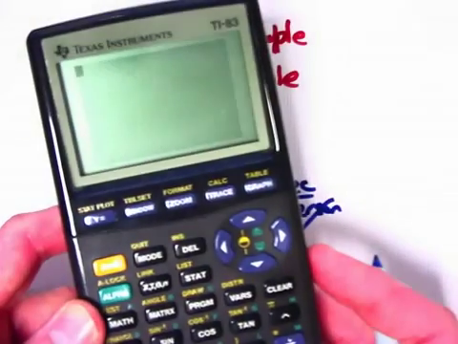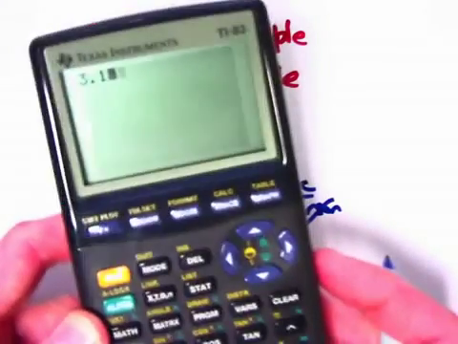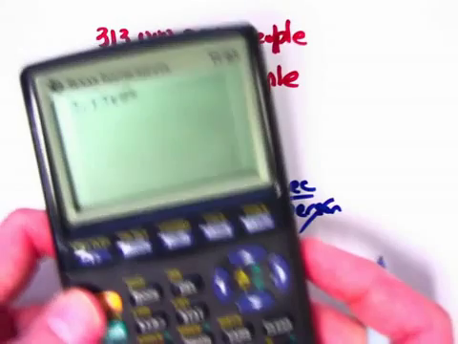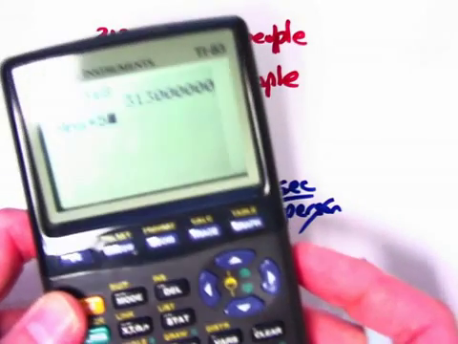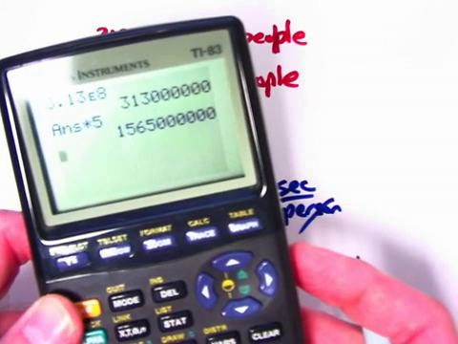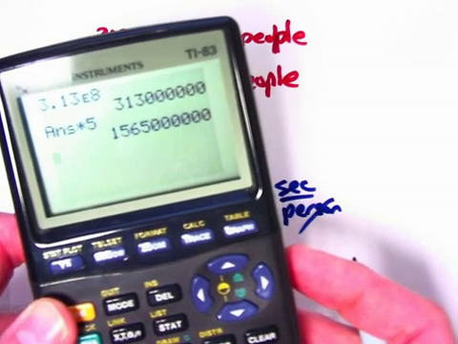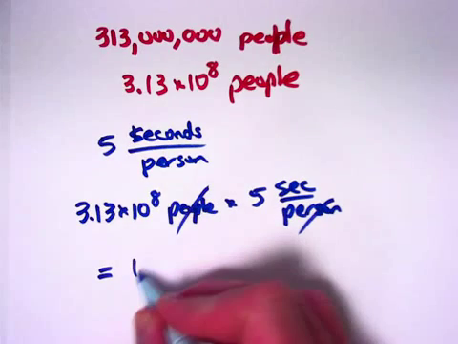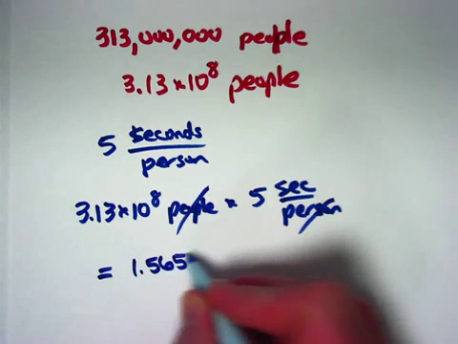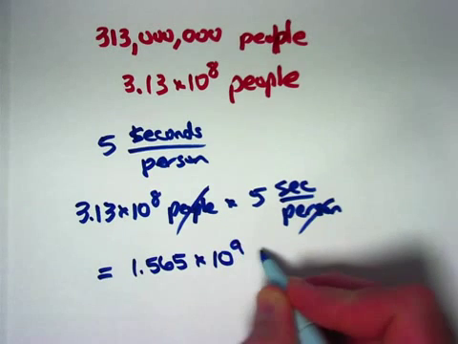And what are you going to get? 3.13, I'll type it in there with an E. Multiply that by 5, you're going to get over 1 billion seconds. That's 1.565 billion. 1.565 times 10 to the 9th seconds.